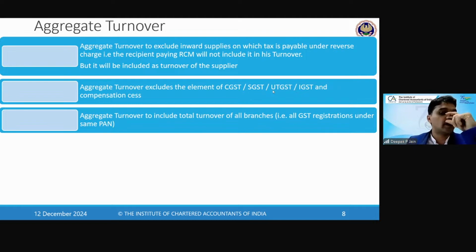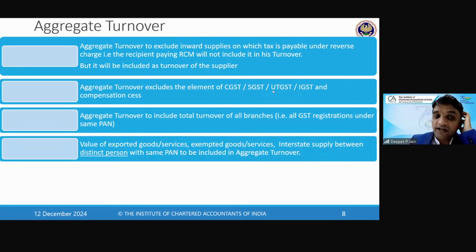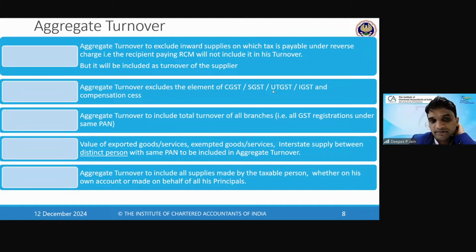So aggregate turnover includes the total turnover of all the branches, and the value of exported goods, exempted goods, and interstate supply between distinct persons will also be included. On exempted supplies you don't pay tax, and on exports you don't pay tax. Still, they will be considered for calculation of aggregate turnover. And interstate supply from one branch to another branch, or from one state to another state, will also be included.